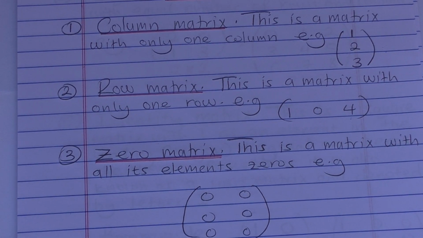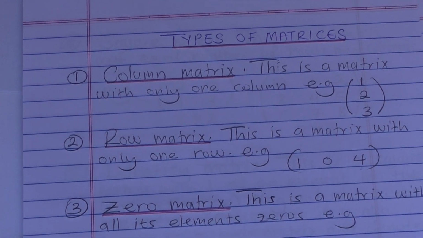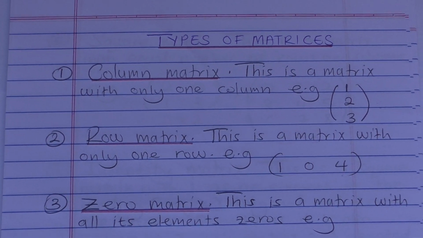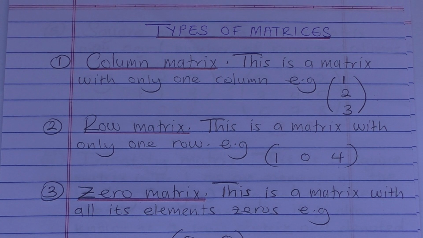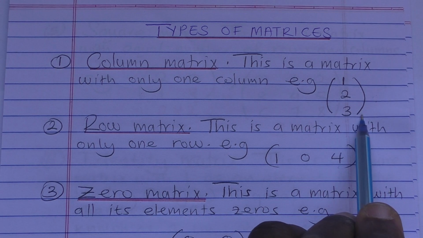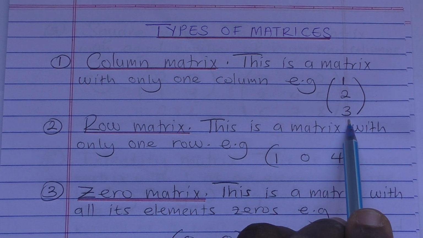And after looking at our terms used in a matrix, now let us look at the types of matrices. Type 1 is what we call the column matrix. A column matrix is simply that matrix with only one column. For instance, this has one column, but it has 3 rows. So this is what we call a column matrix because it has only one column. It can have as many rows as it can.